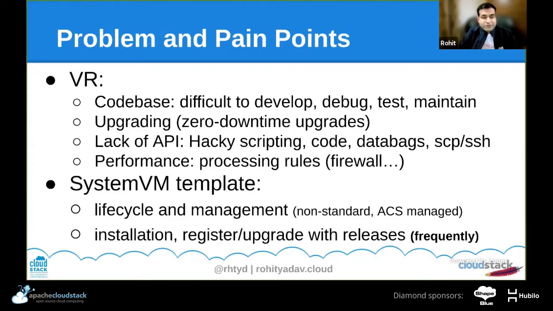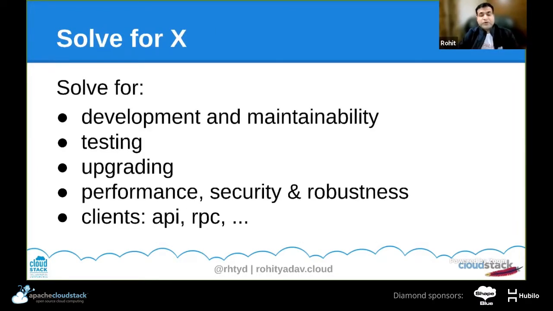While we talk about the virtual router, we also need to look at not just the virtual router, but the systemvm template, because its lifecycle and management directly affects the virtual router. And we have a non-standard approach of creating our own distribution of Linux, which we call systemvm template, based on Debian. And there's a lot of issues around patching and upgrading it, creating it, and whatnot. And frequently with all past releases of CloudStack, at least the recent ones, they have all required installation, registration, and upgrade of those templates.